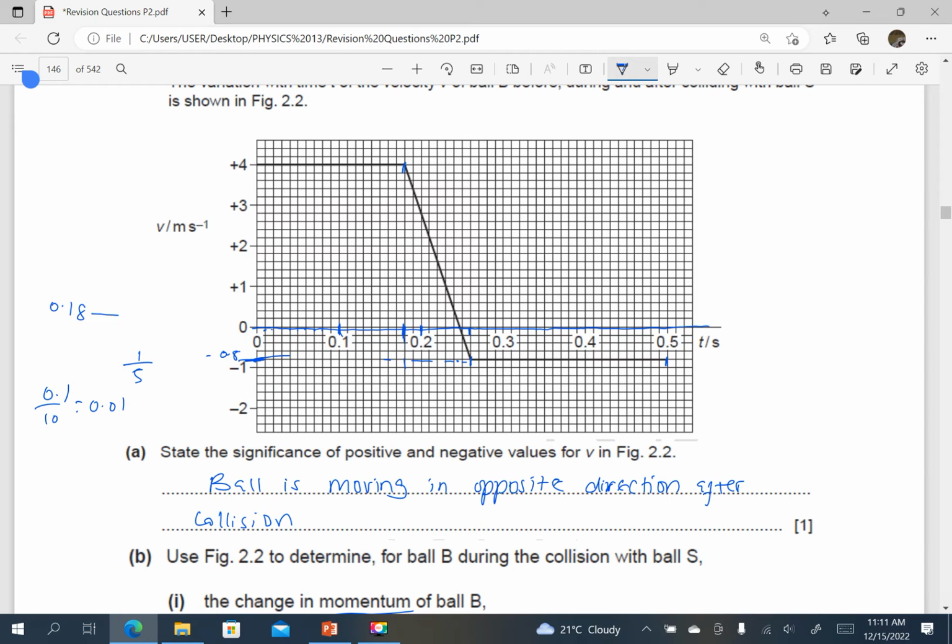up to 0.21, 22, 23, 24, 25, 26. So we subtract 0.26 minus 0.18. So the time is 0.08.